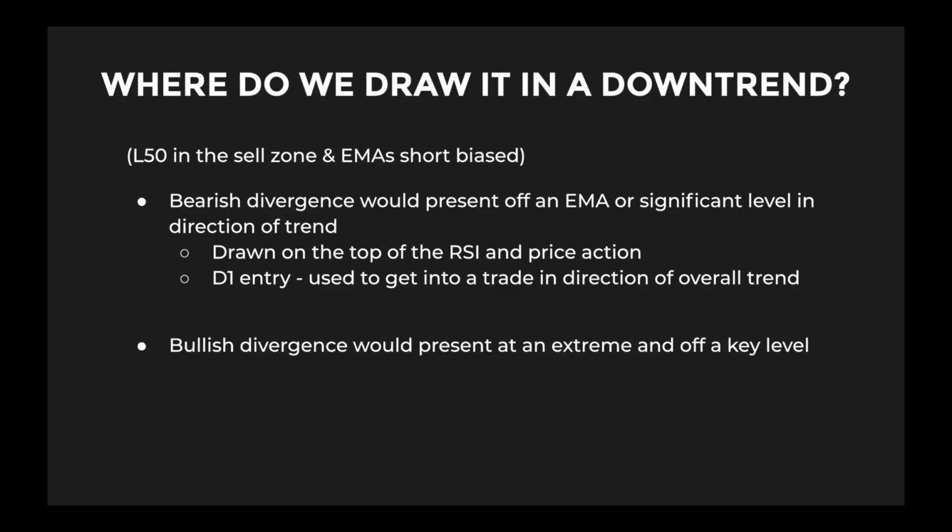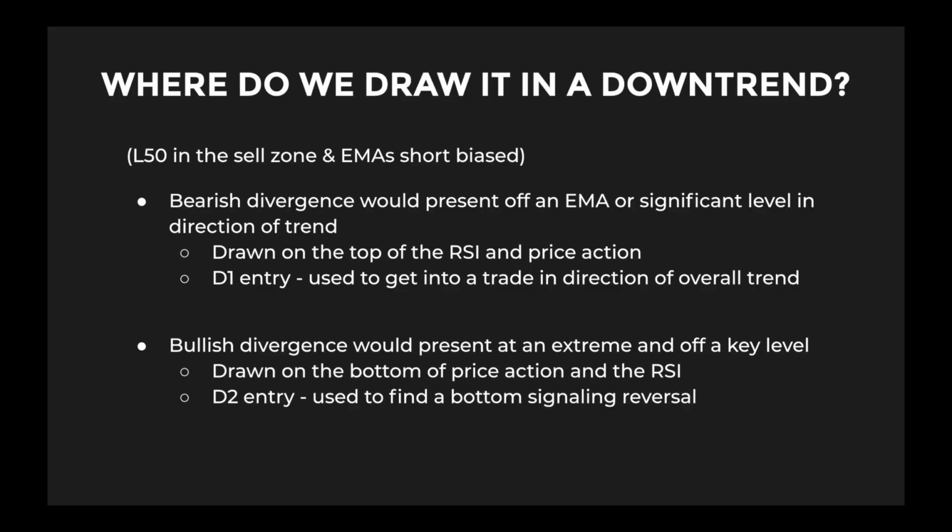And again, compare this to bullish divergence, which would present at an extreme and off a key level. And this is going to be known as our D2 entry. This is drawn on the bottom of price action and the bottom of the RSI, showing you a rising RSI, calling, in theory, air quotes, calling the bottom of your downtrend. And you're going to be able to do that and call that by using the higher time frames like I'm going to show you in chapter 3.